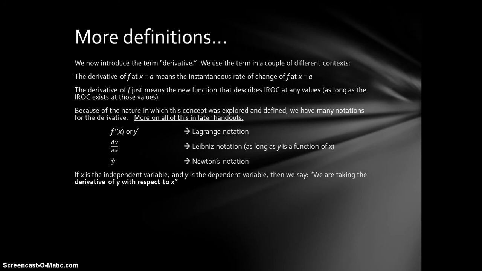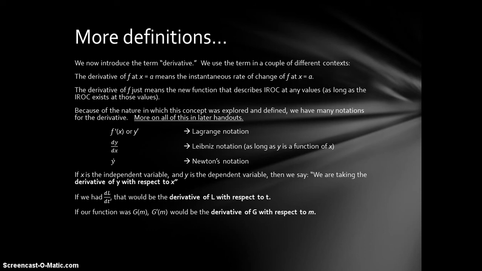The way we pronounce this is, if x is the independent variable and y is the dependent variable, we are taking the derivative of y, of that function, with respect to x. So the key words are "with respect to." If we had dL dt, then we would say the derivative of L with respect to t. If our function was g of m, g prime of m, which is how we would pronounce the Lagrange notation, would be the derivative of g with respect to m. So remember, derivative of the dependent variable with respect to the independent variable.